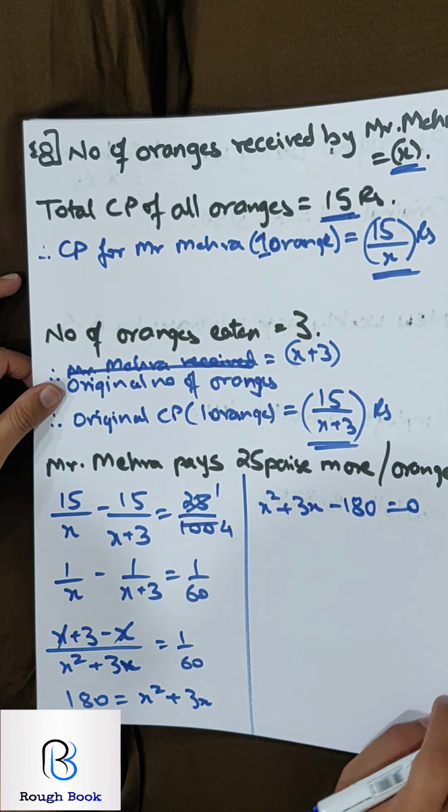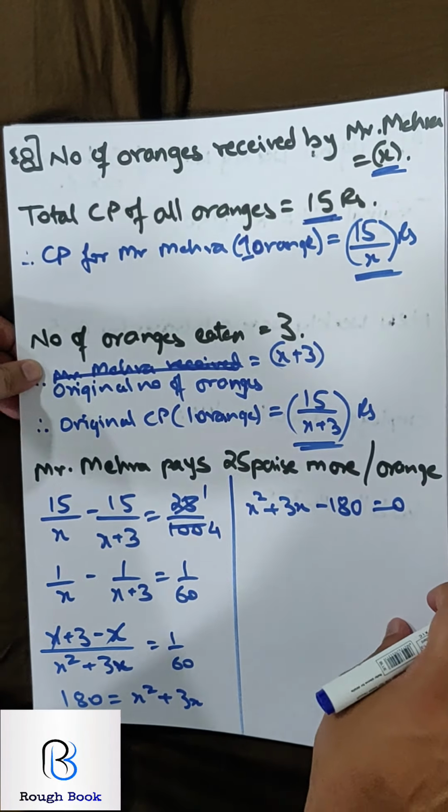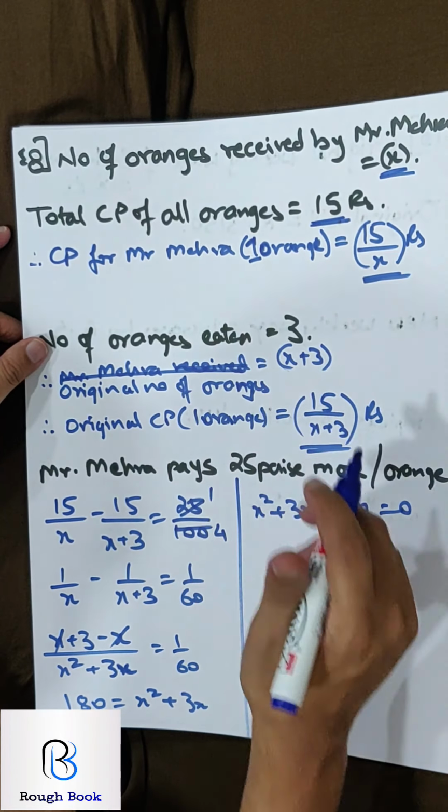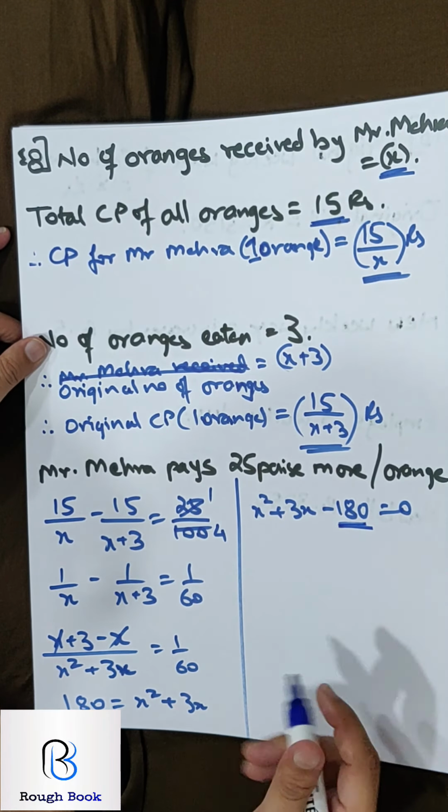So for 180, what will be my factors now? Come on, use some brains at least now. Don't be like Mr. Mehra's servant, copying everything from here.